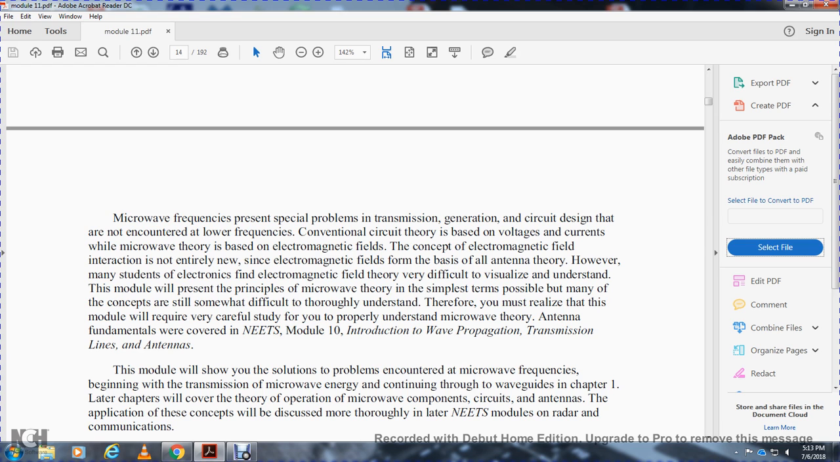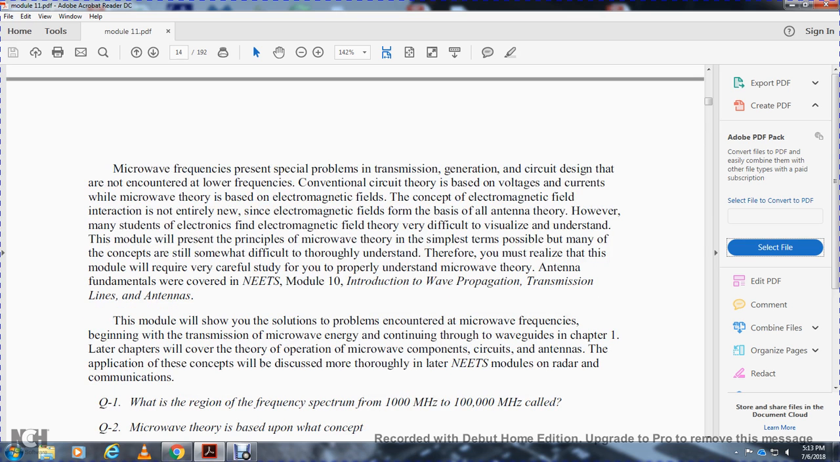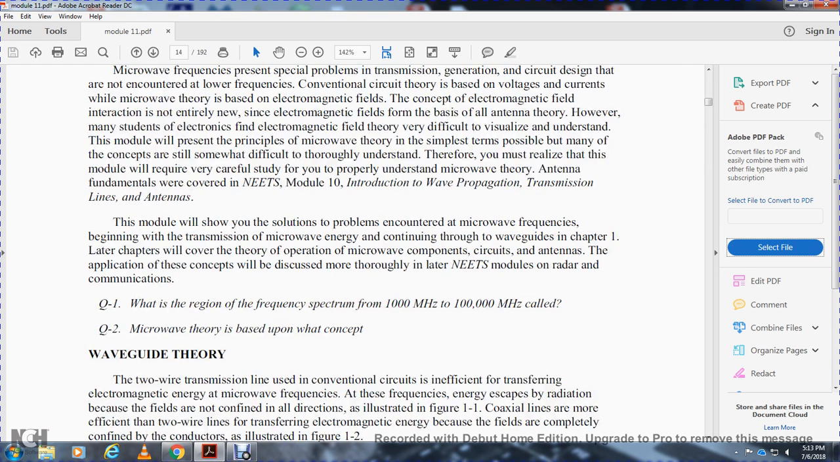Antenna fundamentals are covered in NEETS Module 10, Introduction to Wave Propagation, Transmission Lines, and Antennas. This module will show you the solutions to problems encountered with microwave frequencies, beginning with the transmission of microwave energy through waveguides in Chapter 1. Later chapters will cover the theory of operation of microwave components and circuits, and antennas. The application of these concepts will be discussed more thoroughly in later NEETS modules on radar and communications.